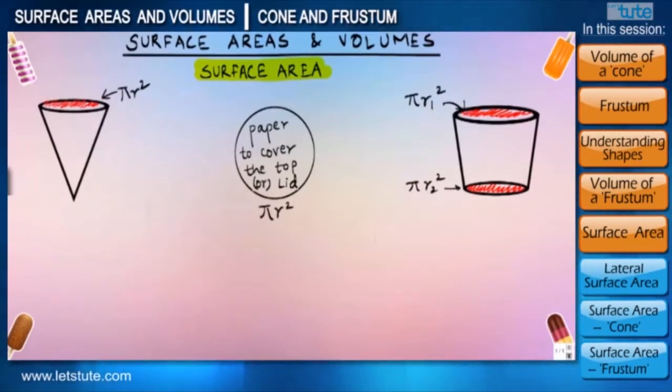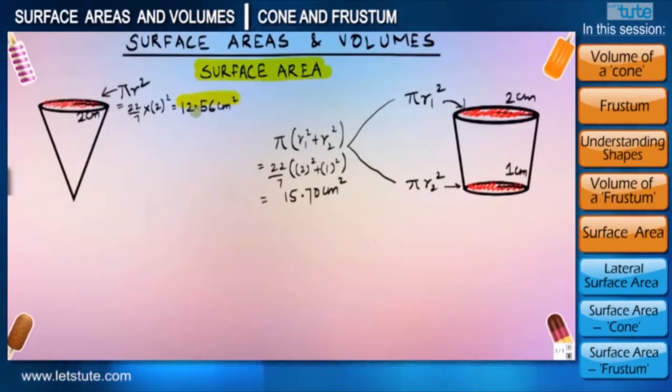And the company has already given us information about the radius of the circular surfaces. So we will just substitute that information in these formulas and we'll get the area of the circular surfaces for both the shapes, which is 12.56 centimeters square for the lid of the cone. And if we talk about the cup, then it is 15.7 centimeters square of paper for both the lid of the cup and the bottom circular surface.